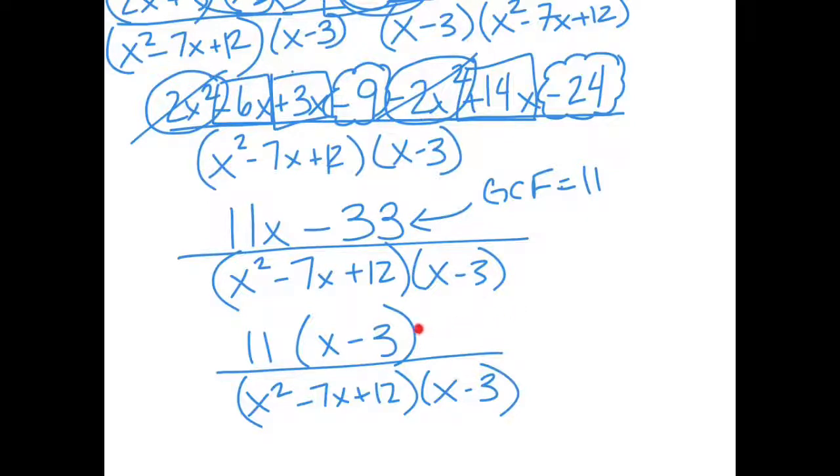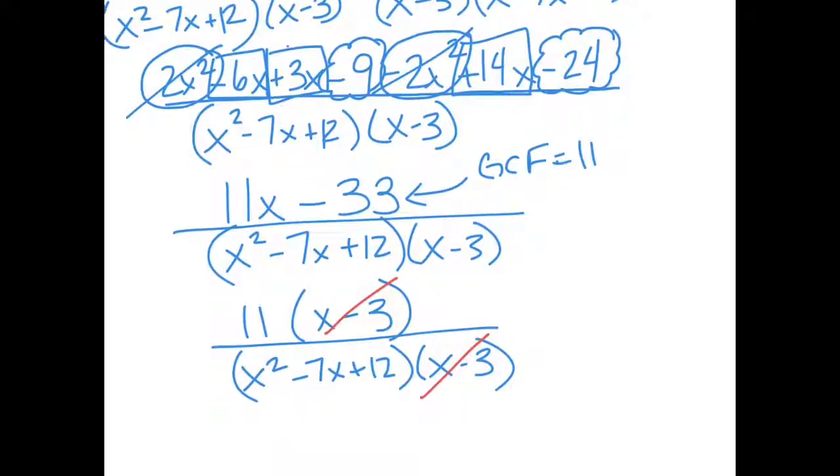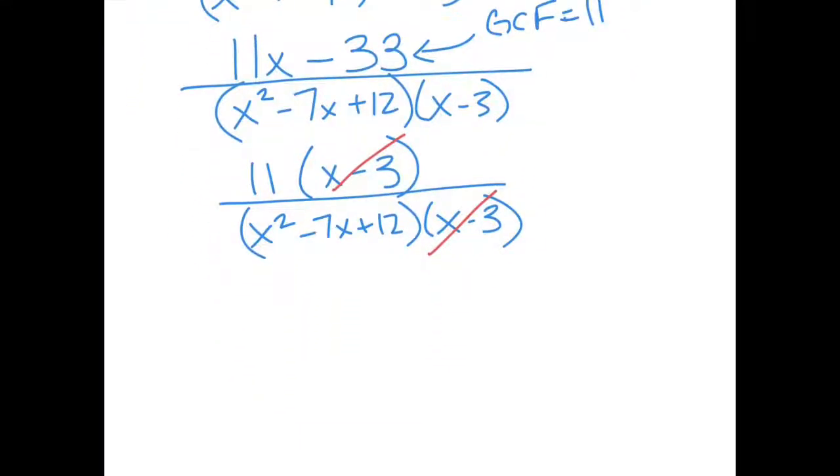By taking out that greatest common factor, what you can see is that I can now cancel out my x minus 3 and x minus 3. That greatly simplifies the expression, and my final answer is going to be 11 over x squared minus 7x plus 12.